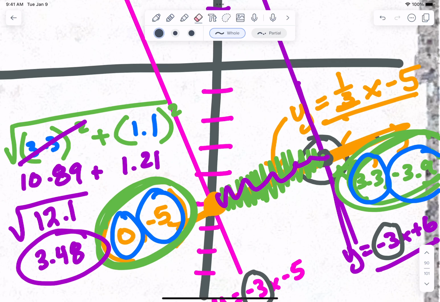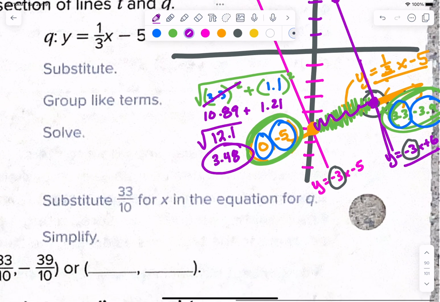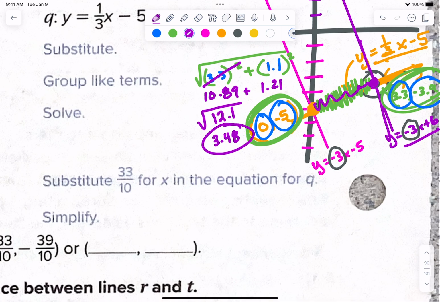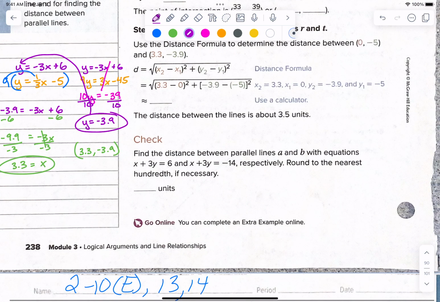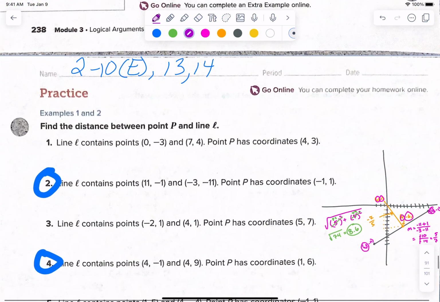Because this guy did not come out as a nice point, that was why we had to do that. He doesn't come out as a nice clear point when we do the perpendicular slope stuff. Manageable, but please don't give us any of those. 3.48, that is the answer. So they say about 3.5 units. And that's all.